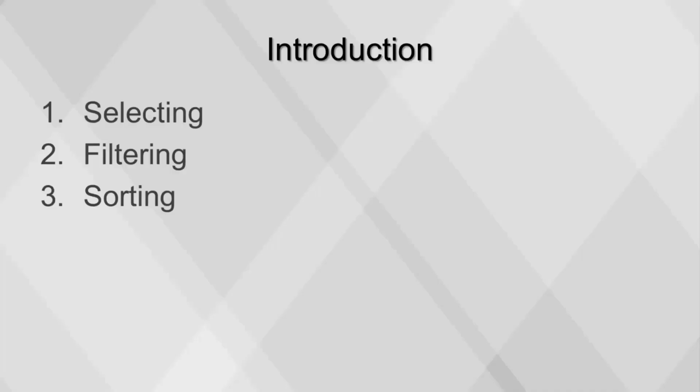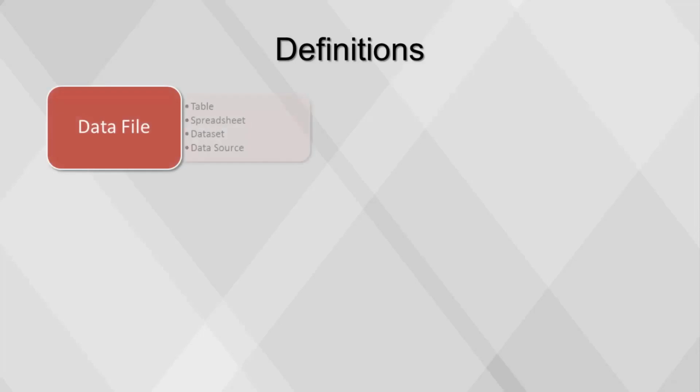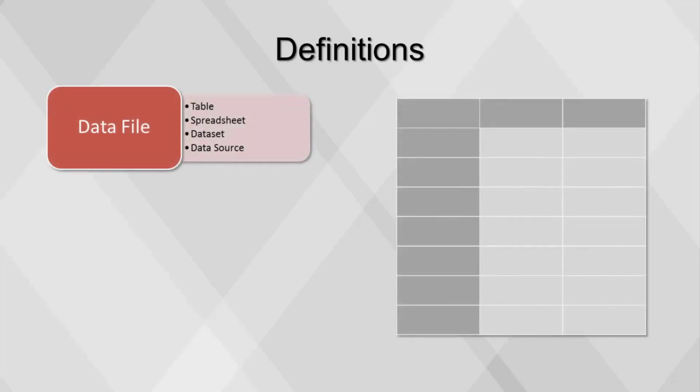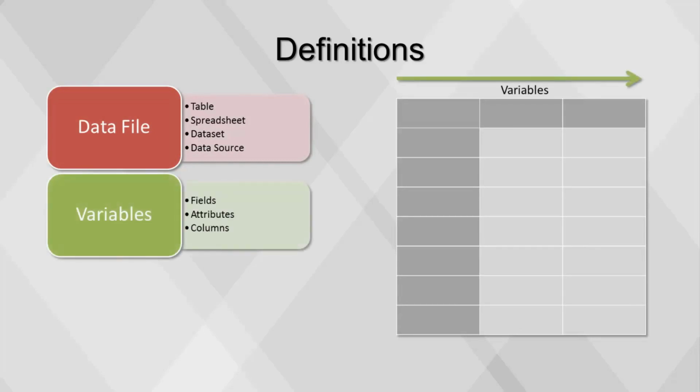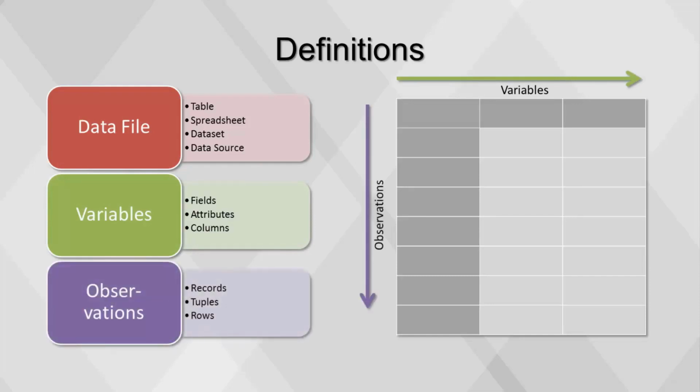This video will cover some of the foundations of business analytics: selecting, filtering, and sorting. There are many synonymous terms to describe the aspects of a typical data file, which can be referred to as a table, spreadsheet, dataset, or data source. Along the horizontal axis are the variables, which can also be called fields, attributes, or columns. Along the vertical axis are the observations, also referred to as records, tuples, or rows.